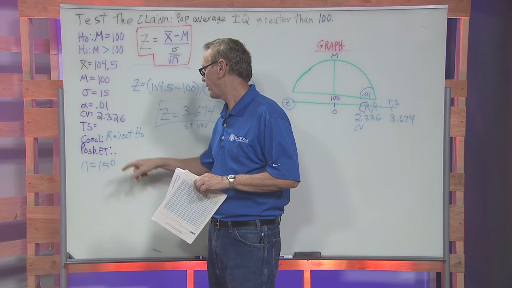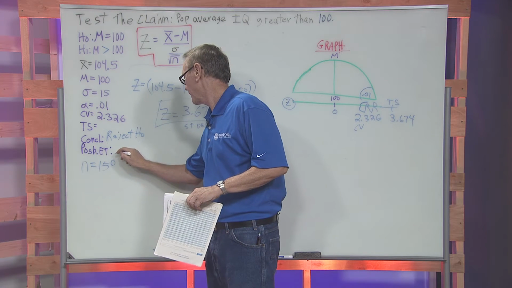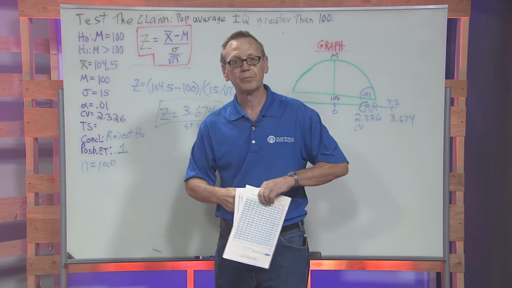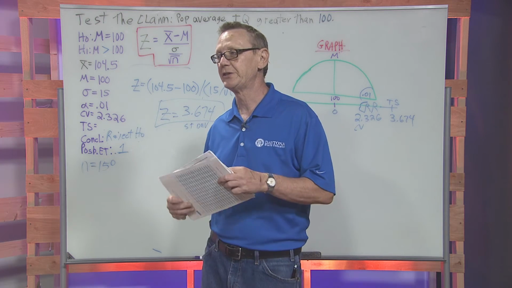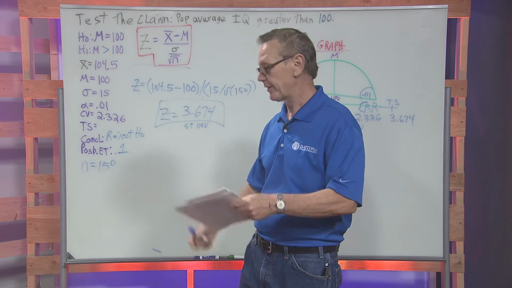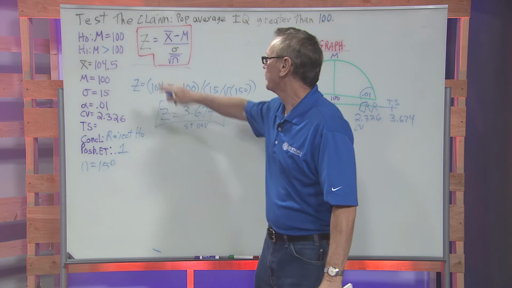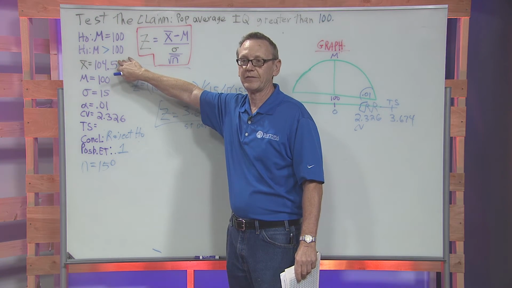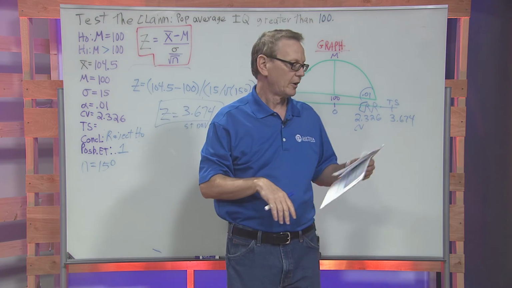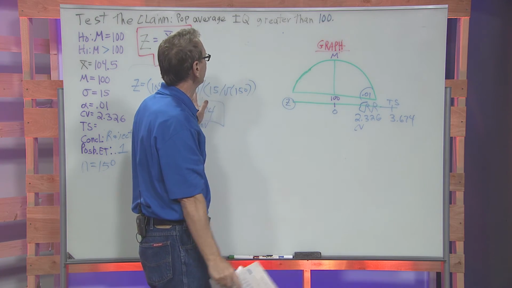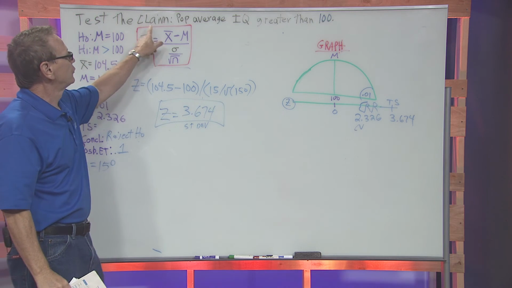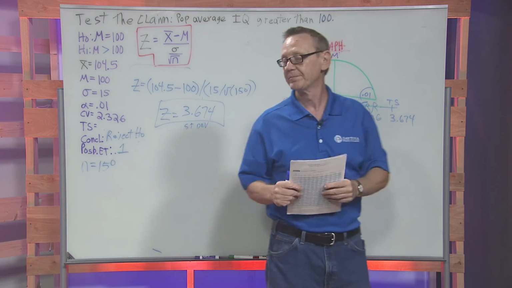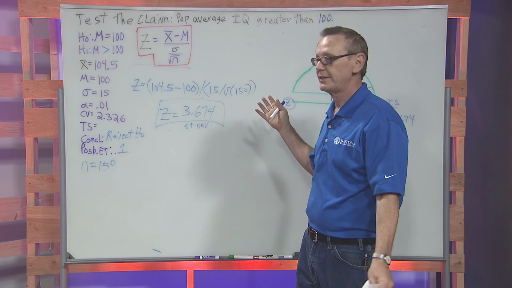That means we have a possibility of an error type 1. There we go. Reject is a possible error type 1. Fail to reject is a possible error type 2. So we rejected the null. That means the alternative is being supported. So what we have is sufficient evidence to support the claim that the average IQ is greater than 100. Done. Thank you.